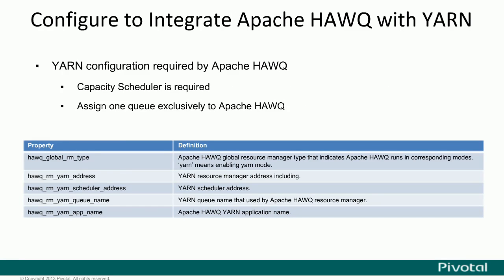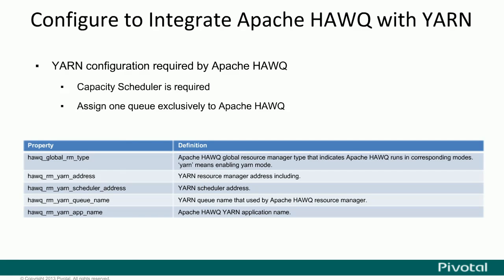All right, so if I want to configure Hawk to work with YARN, it's a couple different settings, and we'll go through these in Ambari in the demo, just so that you know what to look for. Capacity Scheduler is required, and you'll create a queue that gets allocated out to Hawk within Capacity Scheduler, so we'll show that as well. A couple properties here: when you install Hawk, most of these are preset, but you can change them if you need to. So Hawk Global RM type, the Global Resource Manager, and to enable YARN control with Hawk, you just change that to YARN.